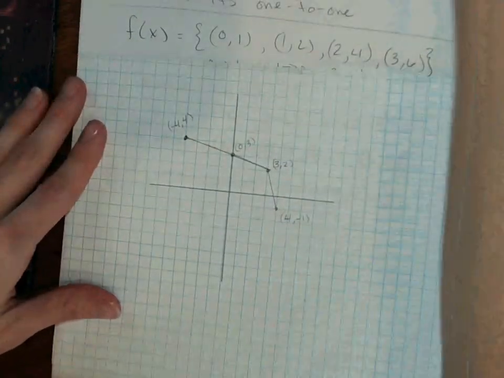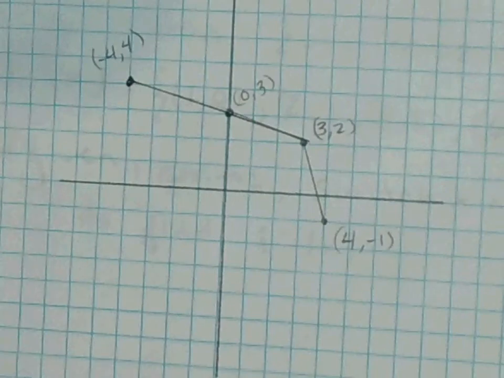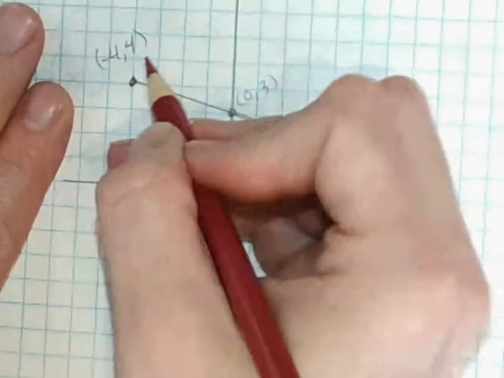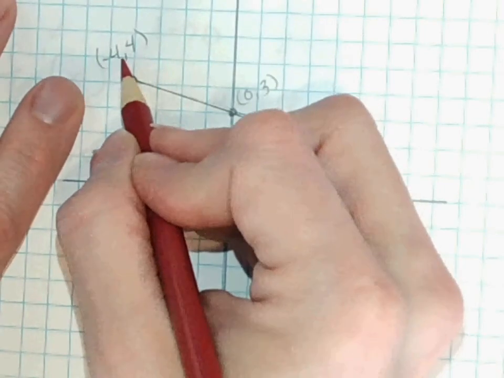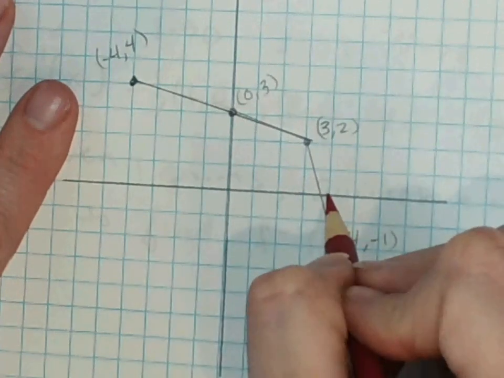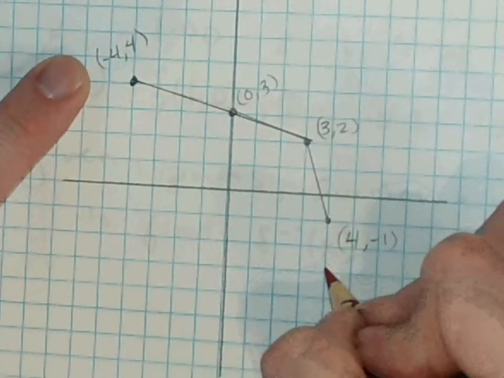I'm going to use a different color so you can easily see what happens and where my inverse shows up. Let's go with red because that'll show up really well. So if I have the point -4, 4, in order to get my inverse, I'm going to have to switch those two. So instead of being -4, 4, it's going to be 4, -4. So I'm going to go over a positive 4 and then down 1, 2, 3, 4.